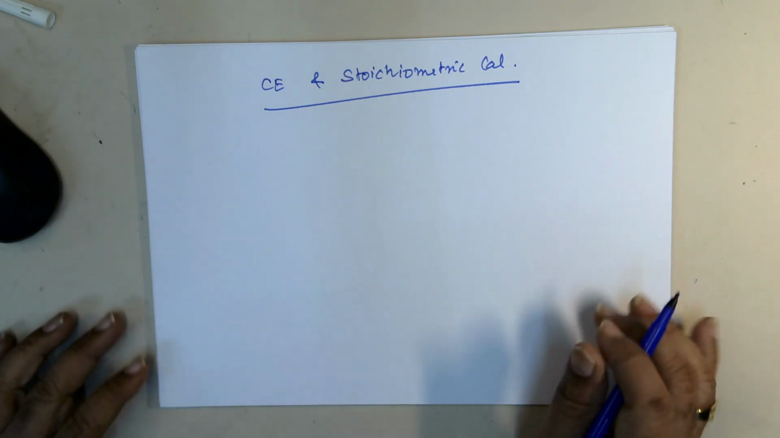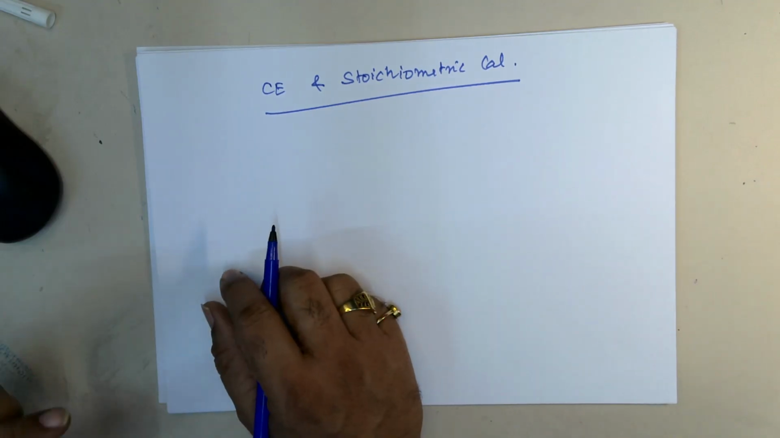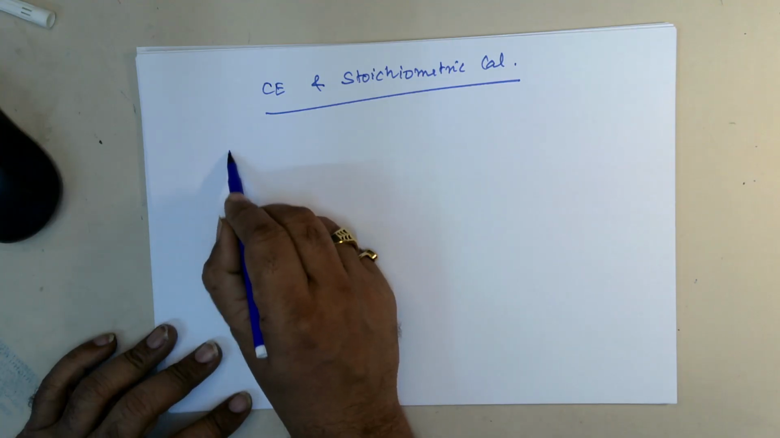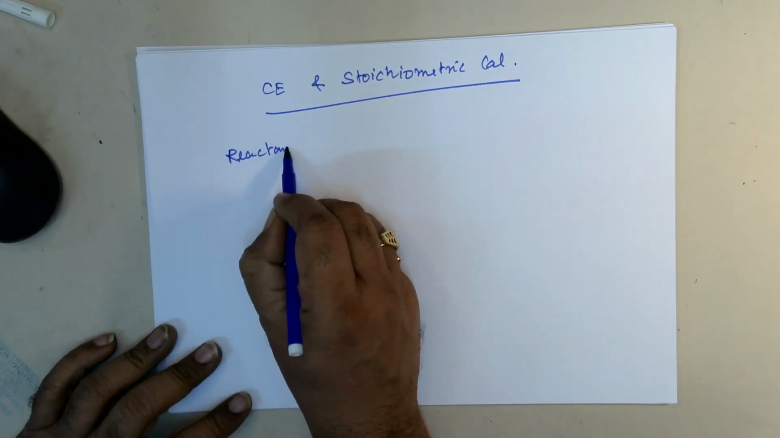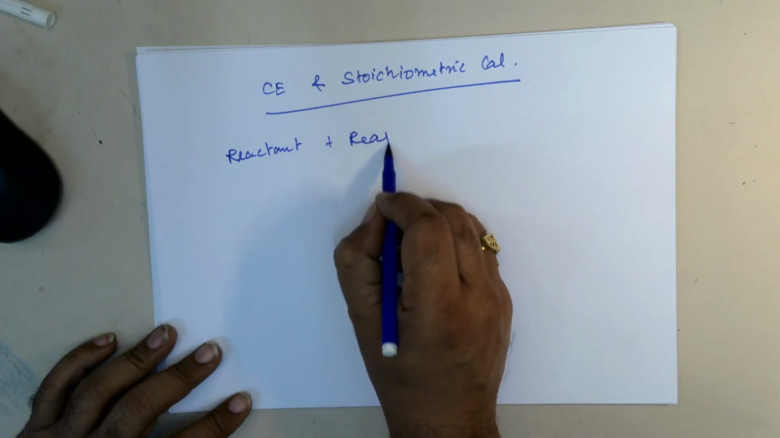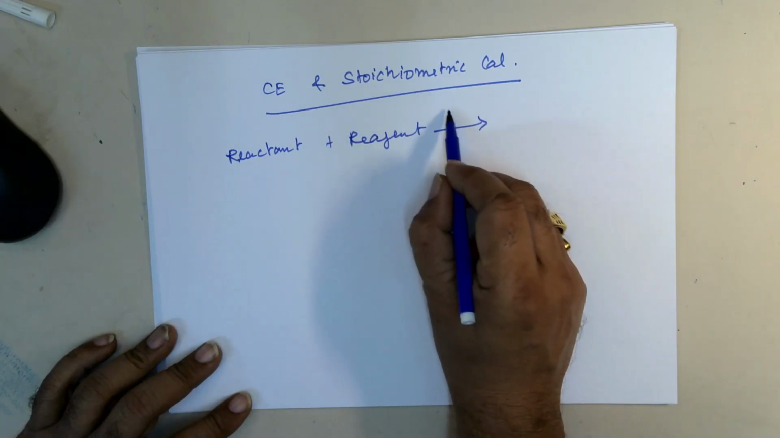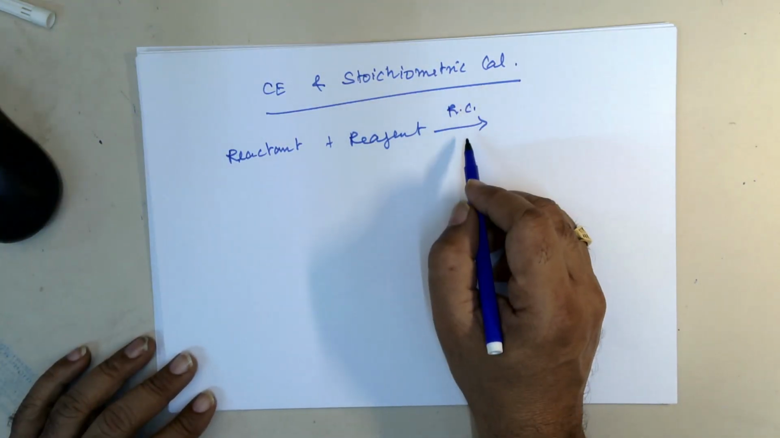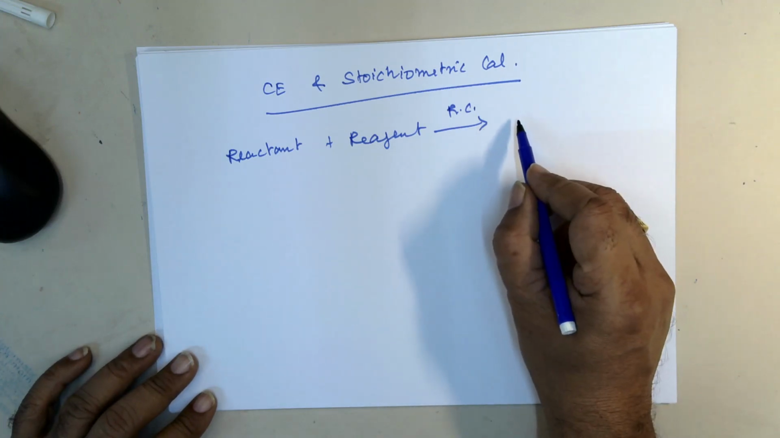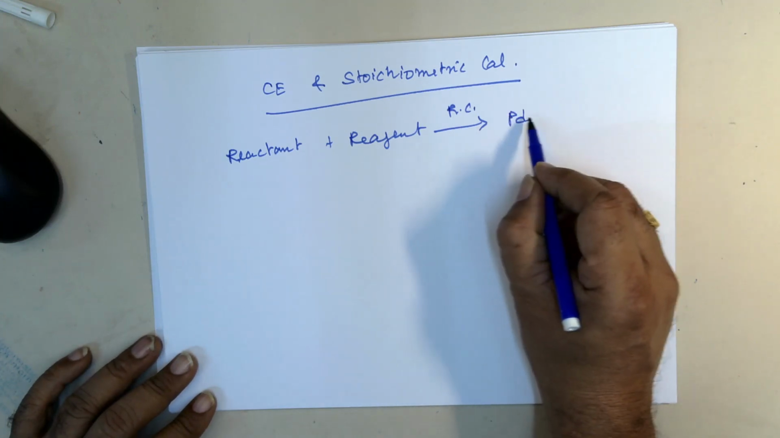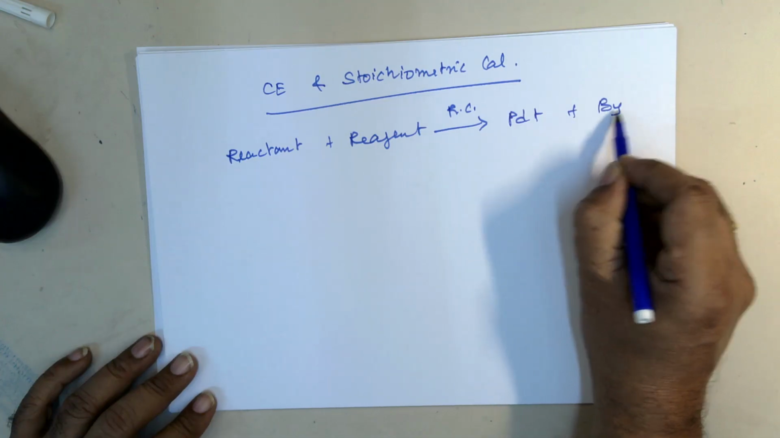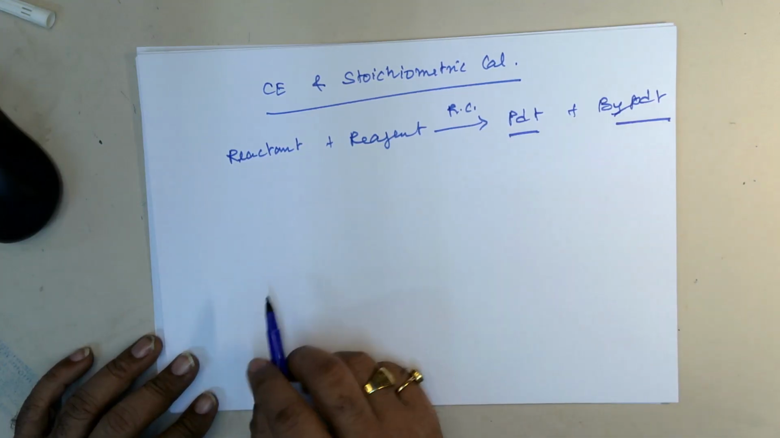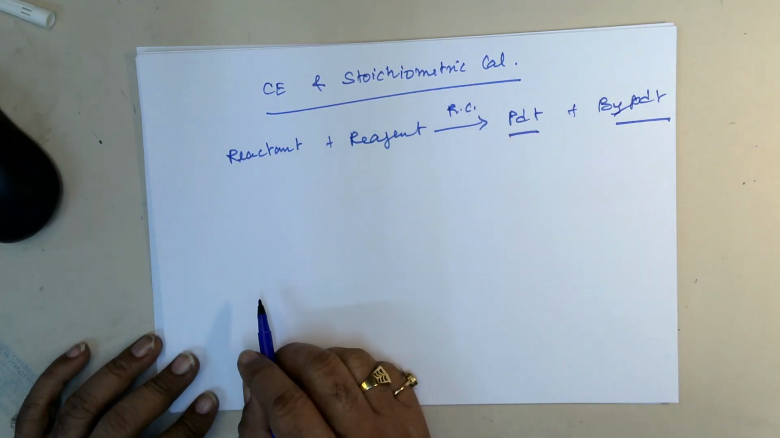First of all, we should know something about the important characteristics of a chemical equation. A reactant plus reagent gives, under certain reaction conditions, it can either be heating or cooling, whatever it may be, or under certain pressure, etc., that gives the product. Along with that, you will get some byproduct also. This is the main product and byproduct. This is called a chemical reaction.